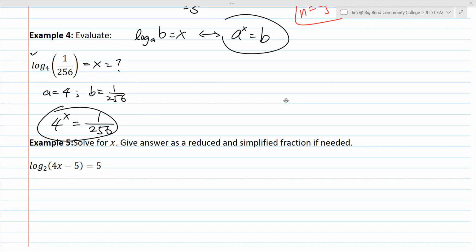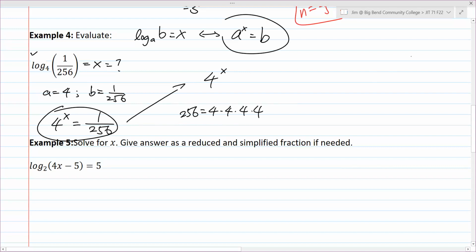Yes, you will use the like-base property, right? And if you recall that 256 can be factored, then that will be 4 times 4 times 4 times 4. The reason we choose 4 as a factor is because we have the base of 4 and we want to match that. And in case you didn't know how to factorize a given number, I can show you.